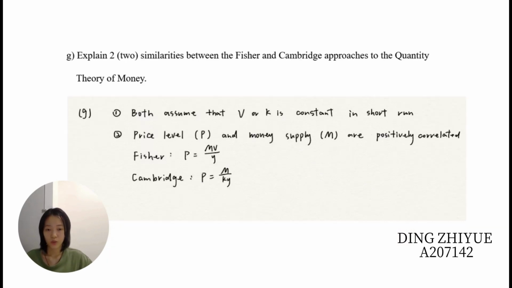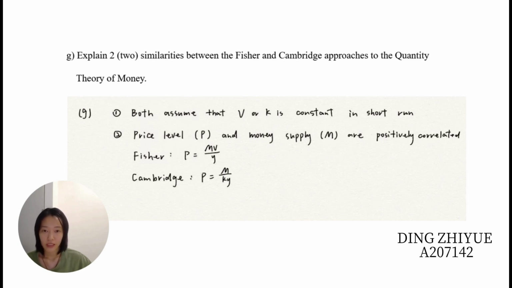For part G, we need to describe two similarities between Fisher and Cambridge theory. First, both theories assume that V or K is constant in the short run. Second, any change in money supply leads to a proportional change in price level P, which means there is a positive relationship between money supply and price level.